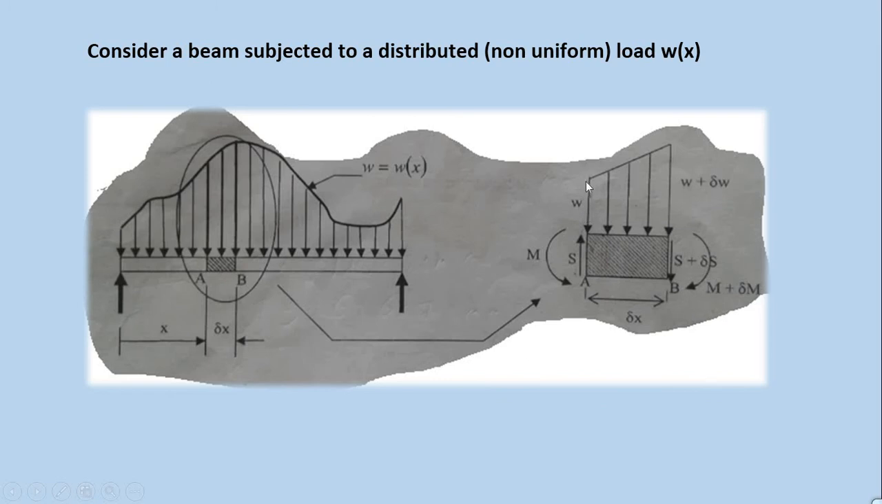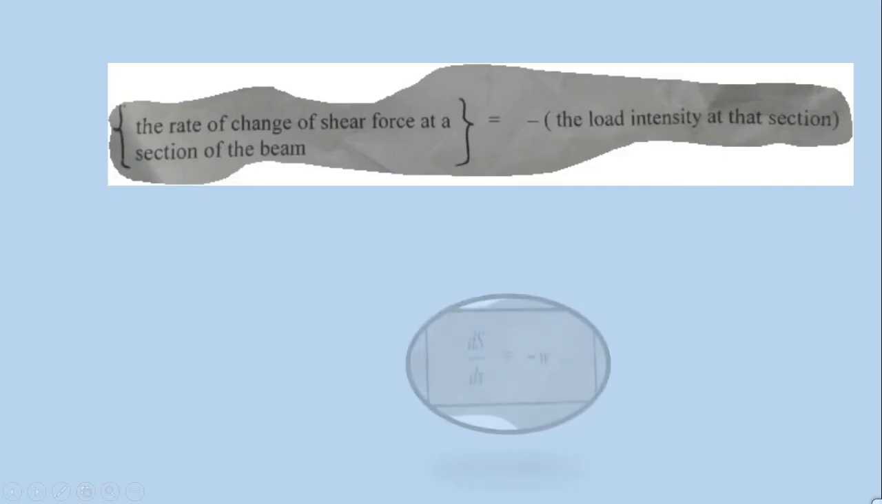The constant load means the total load is W into delta X, which is at the center of this AB section. That means the resultant force W into delta X acts at the middle of the section. So therefore the moment is W into delta X, the total load, times delta X over 2, the length from face B to the resultant force.